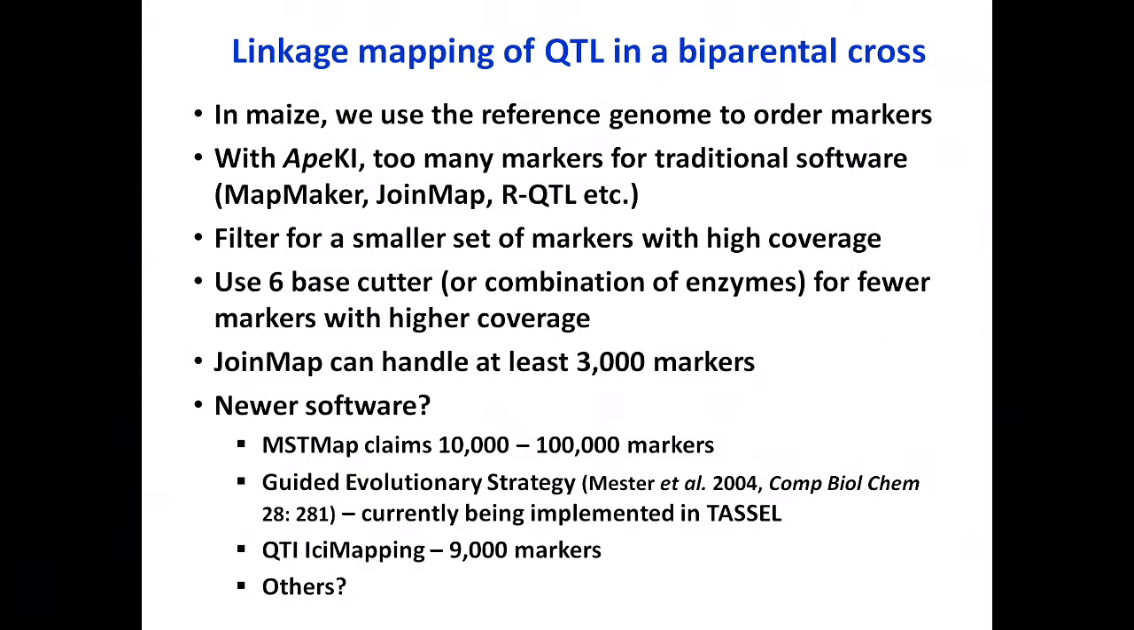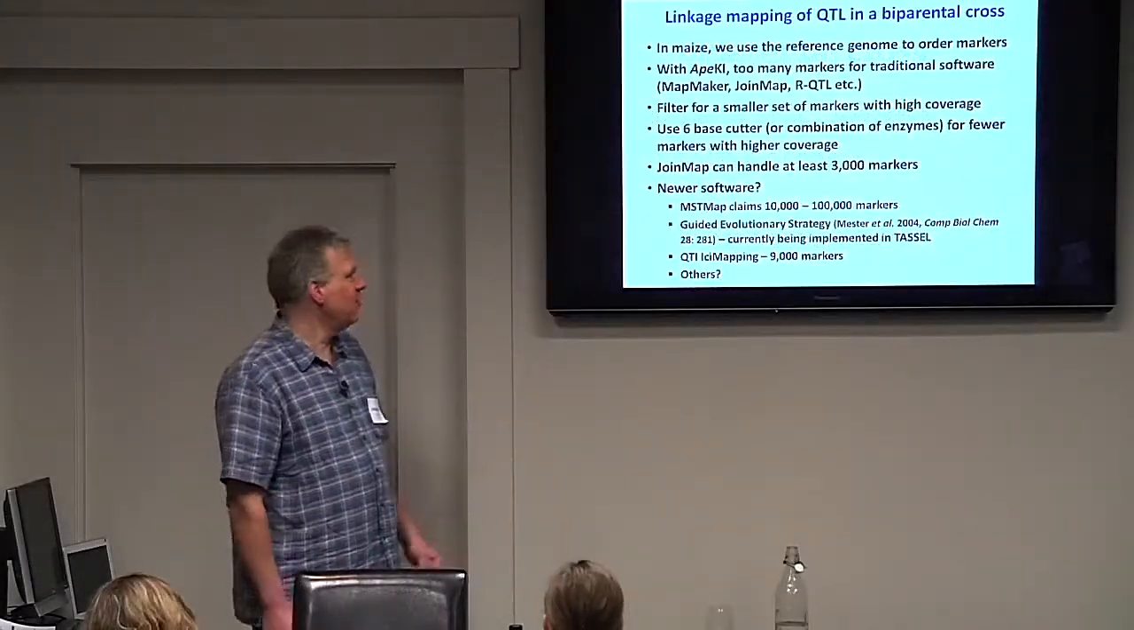Since I work in Maize, I don't use these softwares, but I'm told that JoinMap can use about 3,000 markers, but there's even better software out there, newer stuff. MSTmap can do at least 10,000 markers, and QTL IciMapping can do about 9,000 markers, and there might be others out there as well.